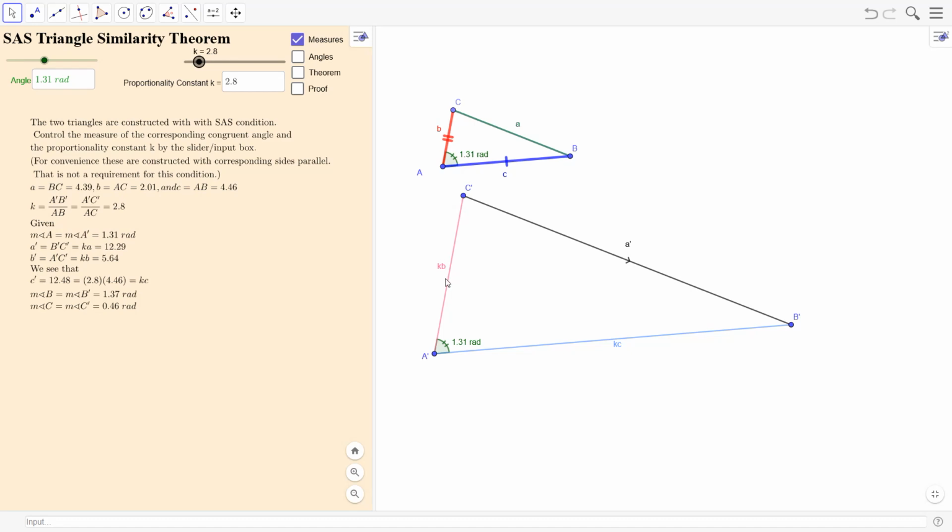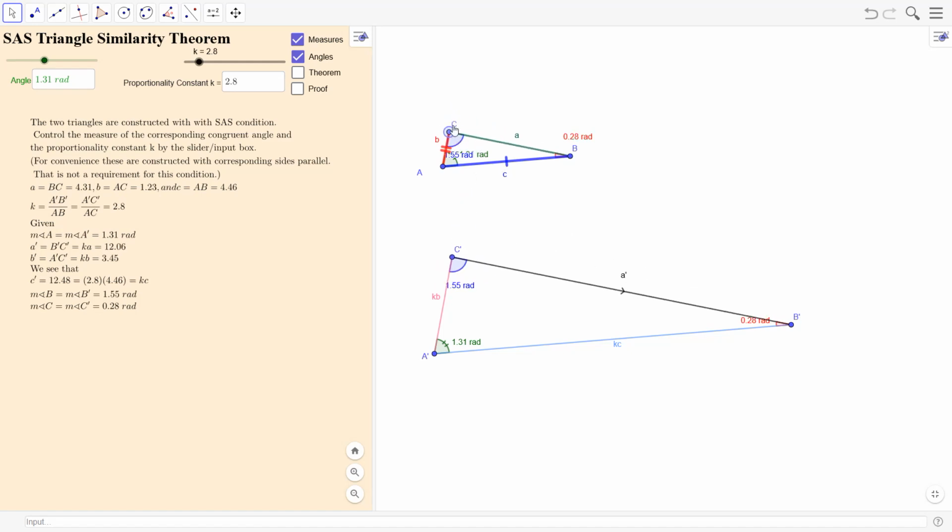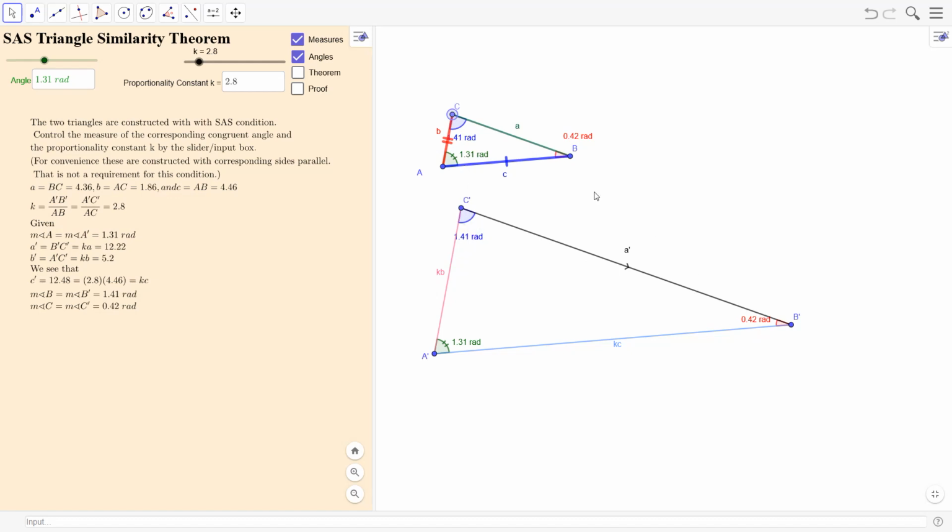The question is, do we get the other parts of similarity for free? Do we get that the other angles are congruent, and that the other side, from C prime to B prime, is also k times the distance from C to B? Is that true or not? Well, you can look at the measurements here, and it does turn out that the angles are congruent. And if you look down here at A prime, there's its distance, and it does turn out to be k times the distance for a as well. So it does seem to work. And if we change this, it does look like those angles are measuring up correctly.